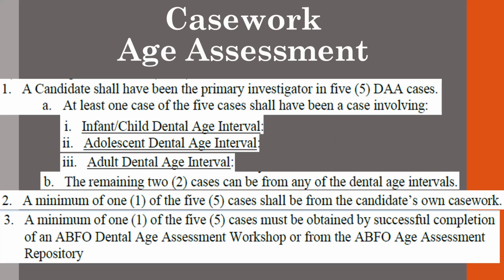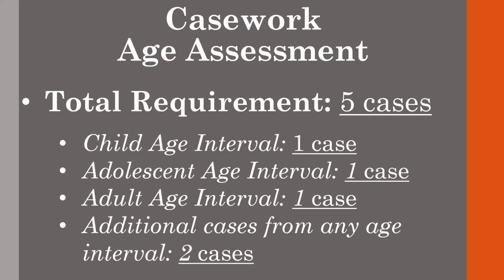So here's the broad overview. As you can see, there are a lot of little indentations here and there for various different things. So let's jump into it. It's a total of 5 cases, and the breakdown is 1 child case, 1 adolescent case, and 1 adult case. And then the other 2 cases can be any of those 3 age intervals.